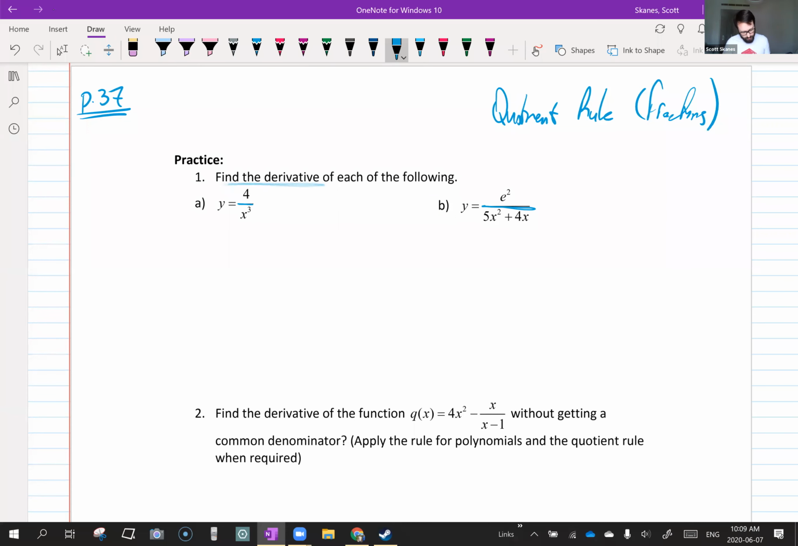Does someone know what the quotient rule is? It looks a lot like the product rule. It has an F and a G, an F and a G. It even has the derivatives in the same place. The main differences are we have a minus and we have a big old fraction. That's our quotient rule.